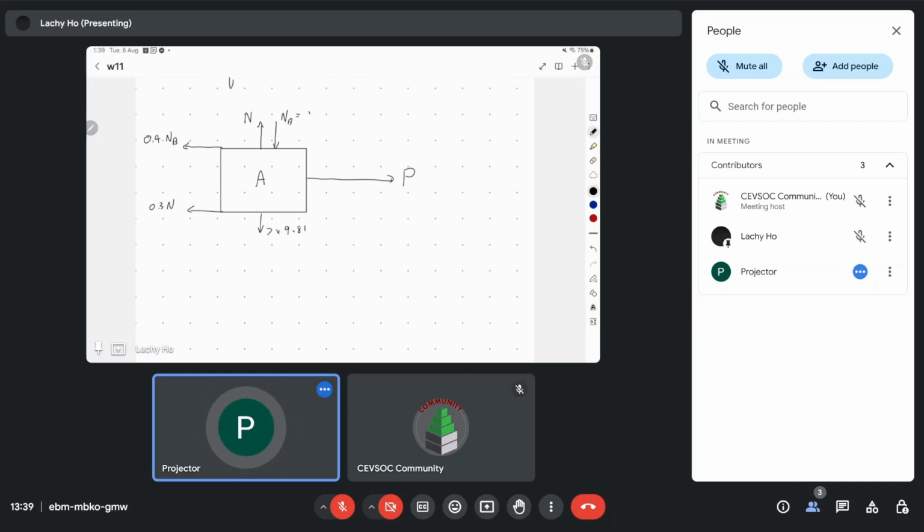We know what NB is. That's 98.1. So now let's figure out what N is. So N, using the sum of the forces in the y direction, equals 0. N equals, well, just the two forces going down, right? 7 times 9.81 plus 98.1. And then now we can use the sum of the forces in the x direction. We have P. What's resisting it? We have this force here and this force here.